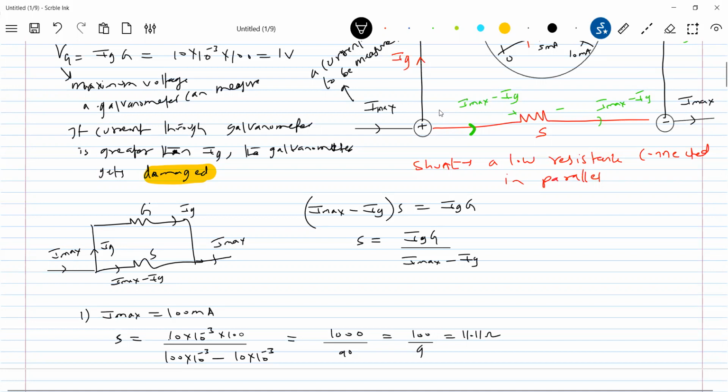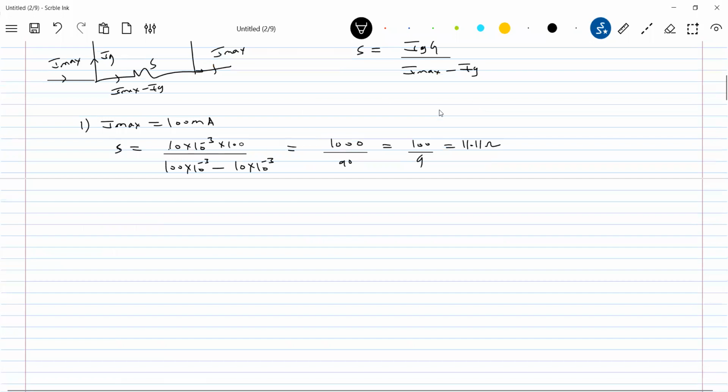So let's see how it will work out. Really, sir, will it measure? It's the same galvanometer; I am not going to change the galvanometer. So what was the range? 0, 5, 10 milliampere. Then what did I connect? I connected a shunt of how much value?